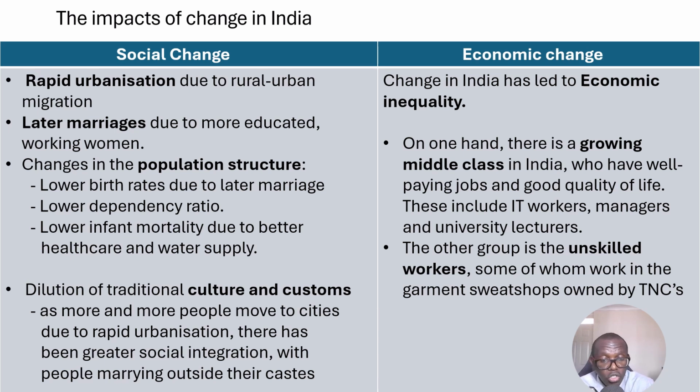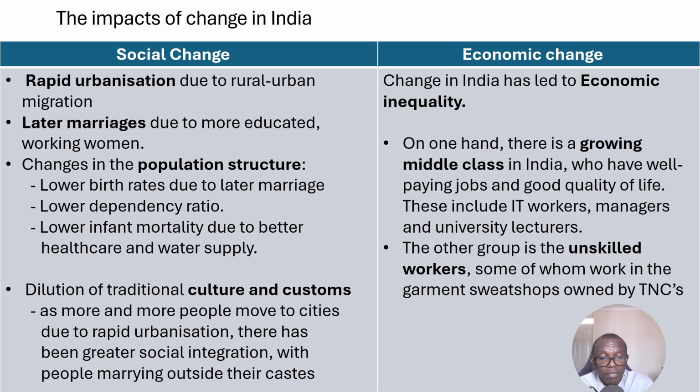Now, earlier on in this topic, we talked about population pyramids. And the population pyramid of India has changed as a result of its economic development. One of the changes to the population pyramid of India has been due to the lower birth rates. Now, these lower birth rates are due to the later marriages that we talked about a little earlier. Then there has also been a lower dependency ratio in the population structure of India.